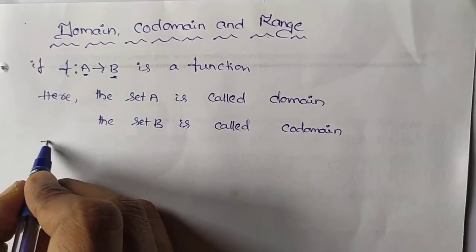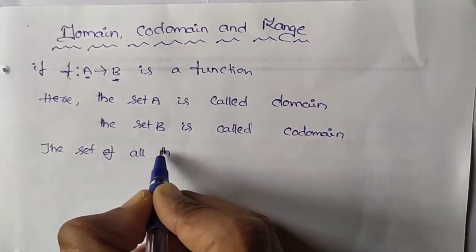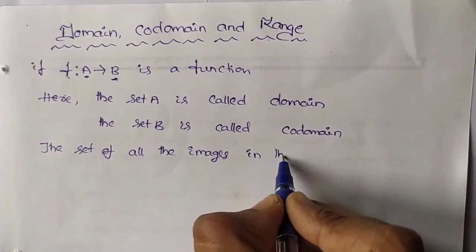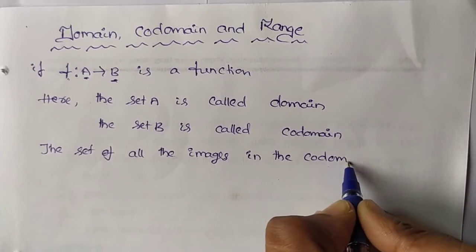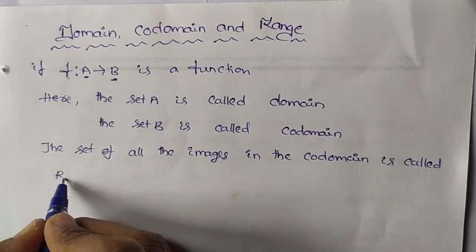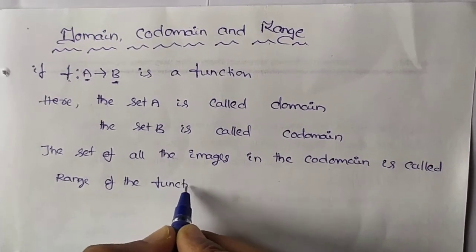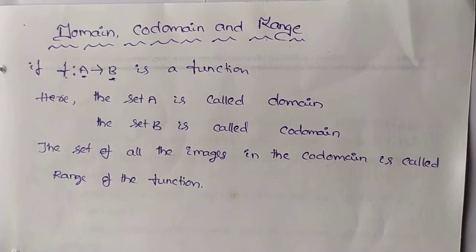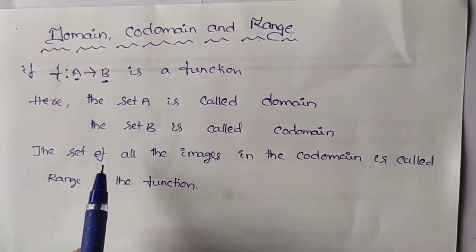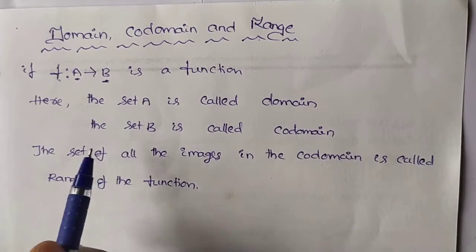What about range? Range is nothing but the set of all the images in the codomain, and it is called the range of the function. These are the definitions of domain, codomain and range of the function. Okay, you just compare these definitions with the previous definitions. You will come to know the difference between them.